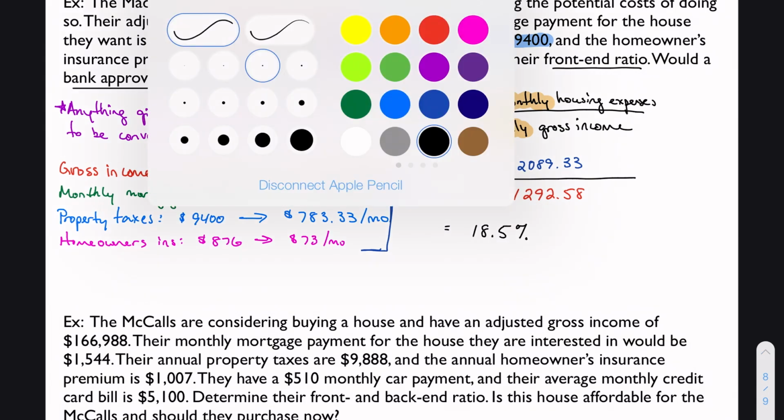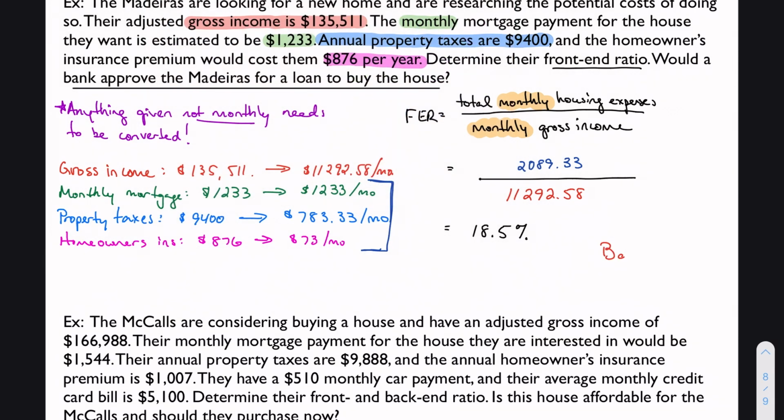So would the bank approve the Medeiros for a loan to buy the house? Well, if you remember, my ballpark for front end ratio is 28%. So yeah, I'd say we're pretty good, and I would say yeah. The bank would approve the Medeiros for a loan for the house because my front end ratio is much lower than the ballpark. Realistically, if they wanted to, they could probably look at an even more expensive house and be okay with it.